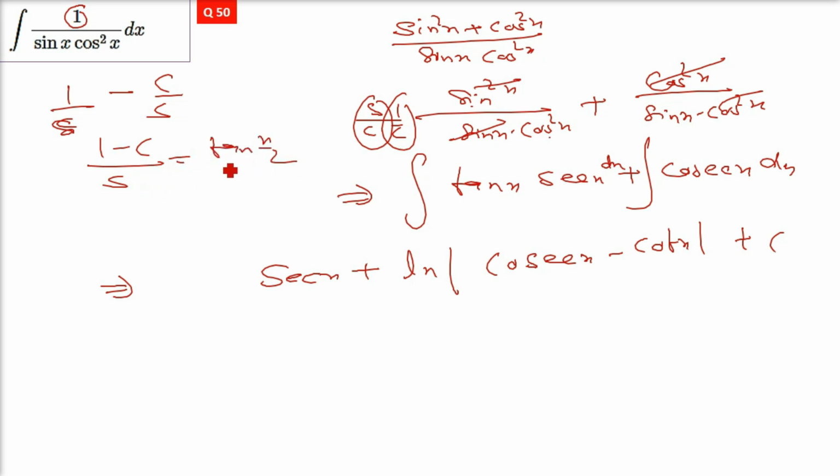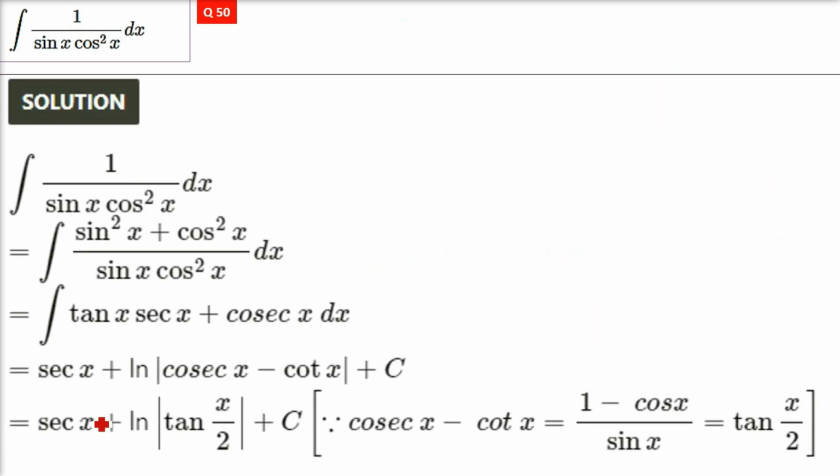So in place of cosec x minus cot x, you can also come up with this tan x by 2 if you want. So these are the standard results. So sec x plus ln modulus of tan x by 2 plus constant of integration is your answer. So this is the result we were talking about.